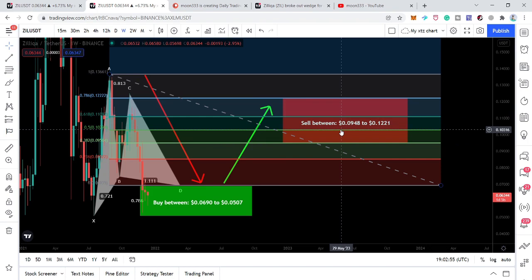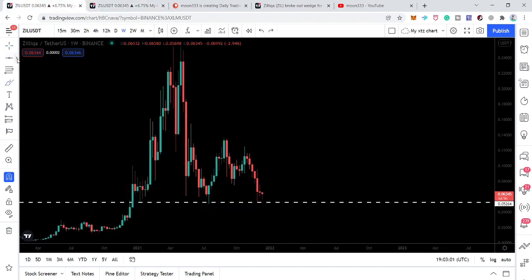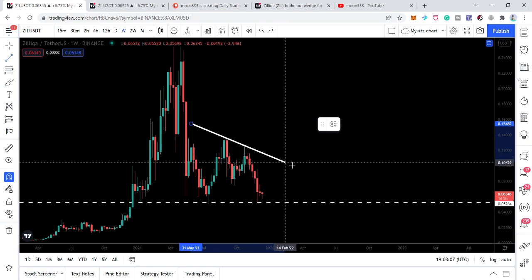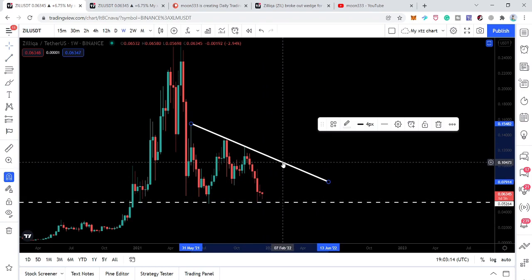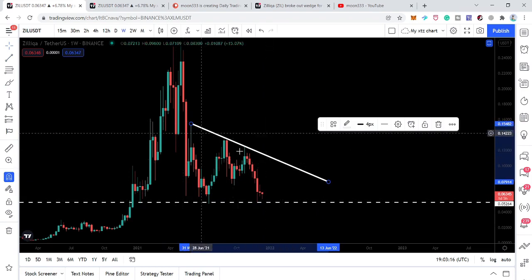But I'm not expecting only these targets. I'm expecting bigger targets because at the same time, the price line has also formed a descending triangle. You can see that we have a touch point here. We also have two rejections here, and we also have a rejection here as well. So once the price line has a reversal from here and reaches approximately 10 cents, that will be the resistance of this descending triangle.